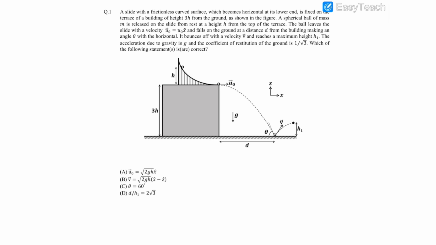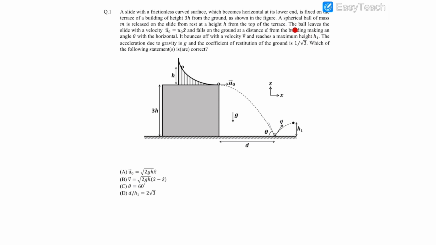In this question, you can see that there is a ramp of height h and this is a building of height 3h. This ramp is frictionless and this ball is released from the top of the ramp, and when it leaves contact with the ramp, its velocity is u naught in the horizontal direction. It strikes the ground at a distance d at an angle of theta, and it rebounds with velocity v, and then after rebound it attains a maximum height of h from the ground.